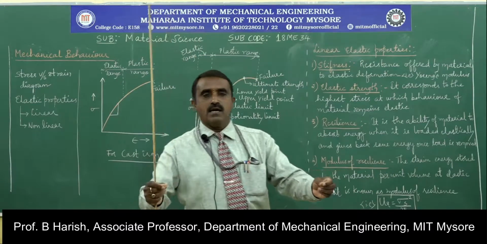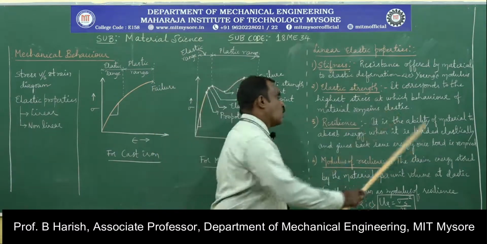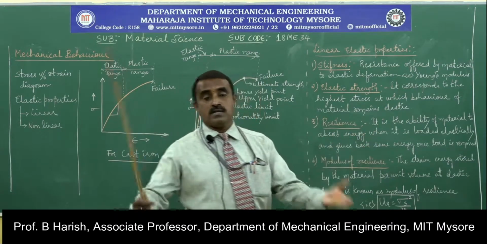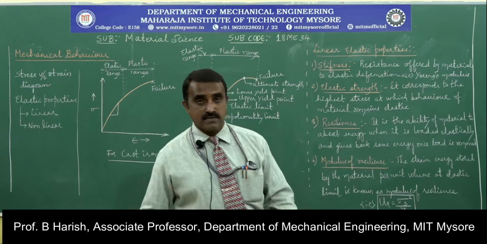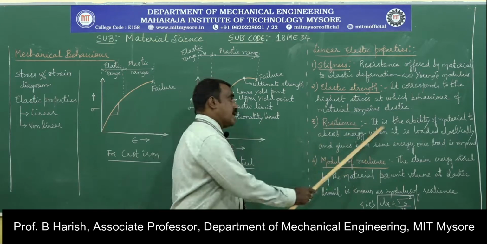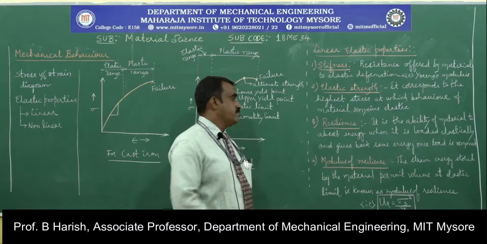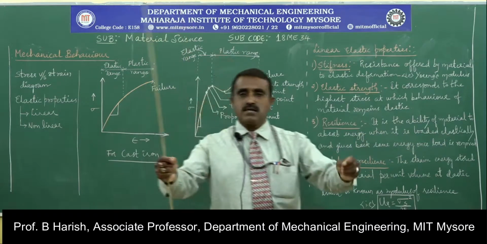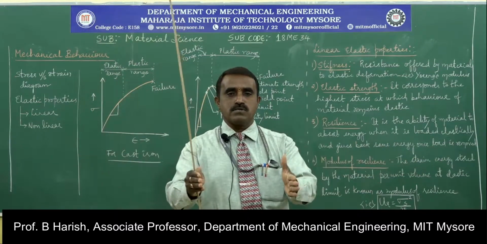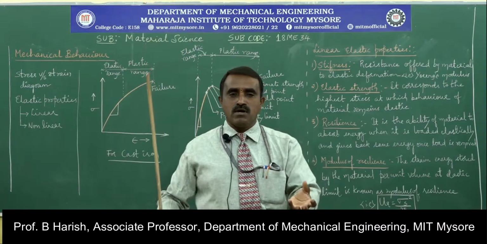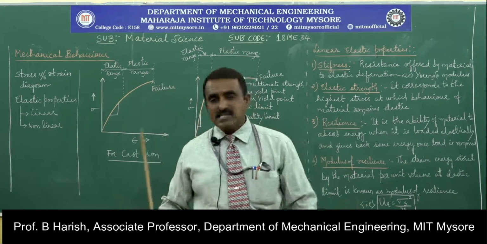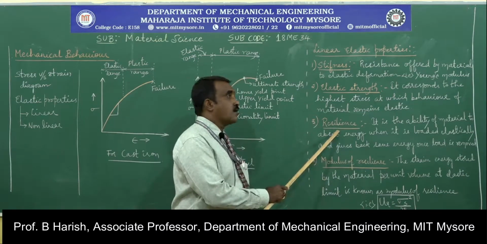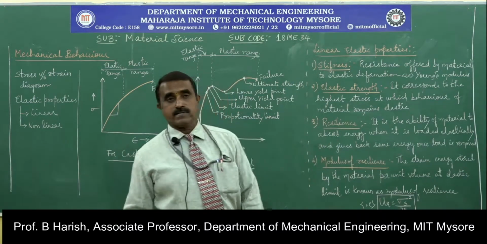Once you release the load, the energy that was absorbed is released. That is called resilience: the ability of a material to absorb energy when it is loaded elastically and give back the same energy. Once you release the load, the rubber band comes to its original position. Whatever energy was absorbed by the material is released. That is the third linear property.